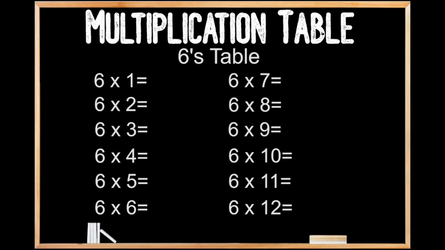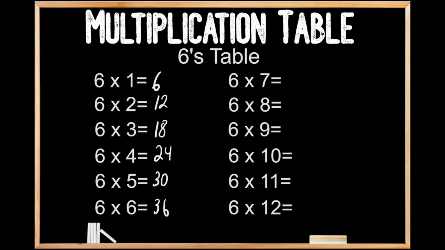Sixes table. 6 times 1 is 6. 6 times 2 is 12. 6 times 3 is 18. 6 times 4 is 24. 6 times 5 is 30. 6 times 6 is 36.